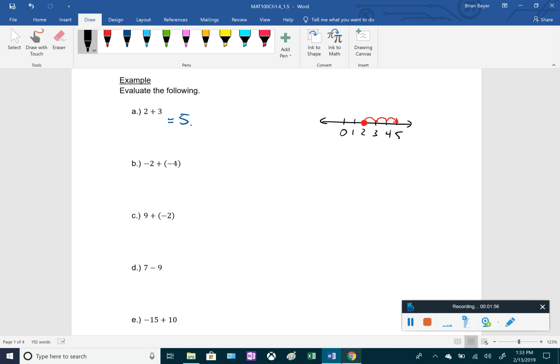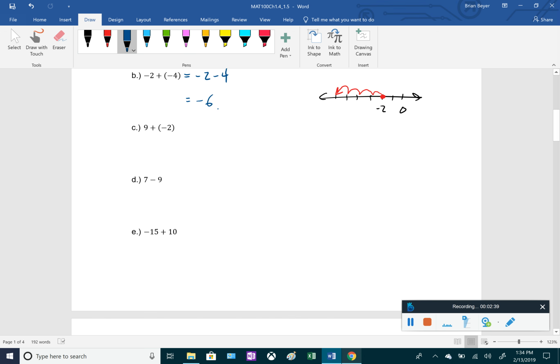Okay, so maybe one that's a little bit less obvious. We have -2 plus -4. If we have the number line, -2 is right here. So we're starting at -2. -2 plus a -4 is the same thing as -2 minus 4. It depends on how you like to think of it. What that means is we're moving to the left 4 units. So it's going to be 1, 2, 3, 4. That's going to be at -6.